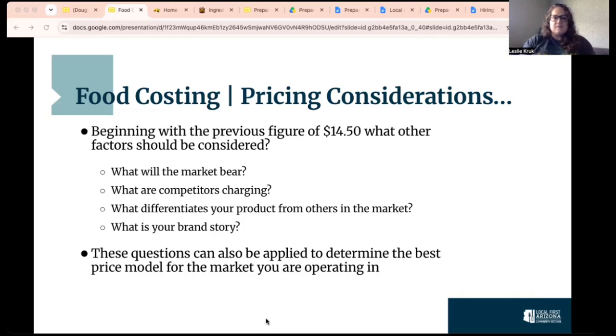All of these questions can be applied to figure out what your best pricing model is going to be for your items. And it can be different. Your food cost percent is obviously going to be different depending on what product you're creating.